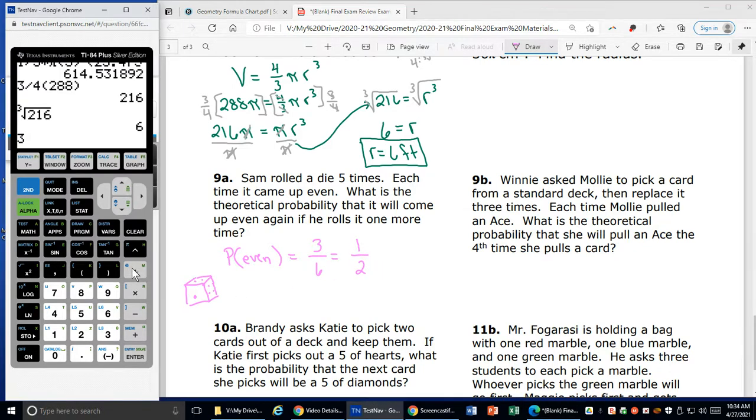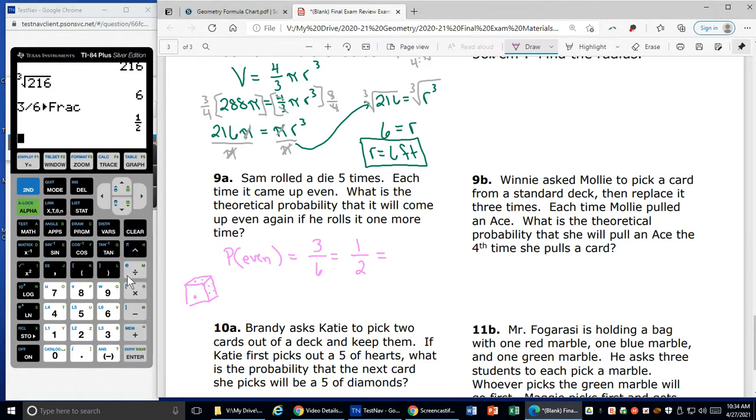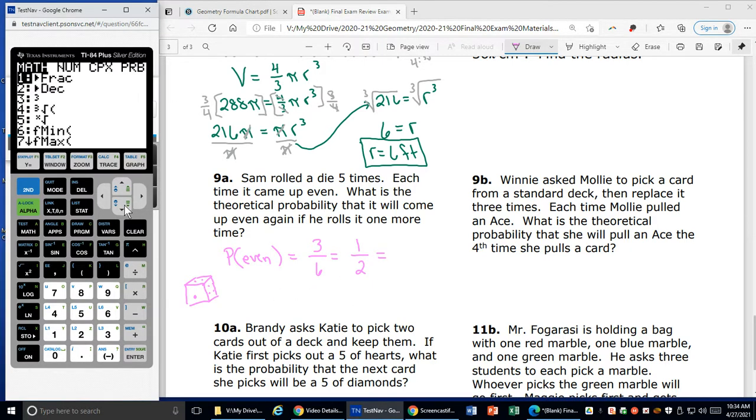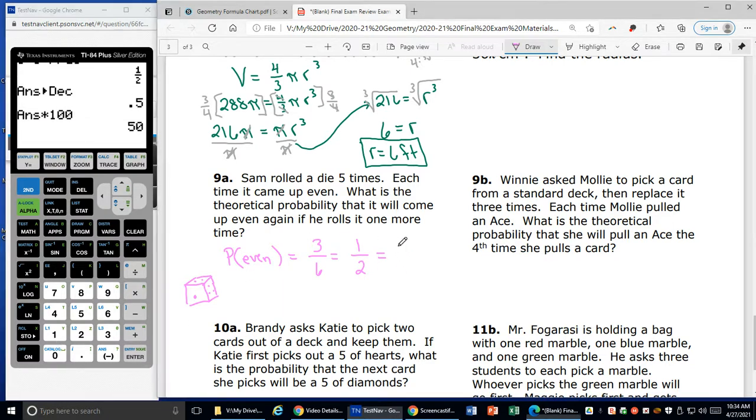If you forgot how to do that, 3 over 6, press math, select number 1 to turn it into a fraction. The percentage of probability is going to be, I'm going to hit math again, and I'm going to say turn this into a decimal, take that 1/2, turn it into a decimal, and then multiply it times 100, and I get 50%. So my probability is 1/2 of the time, or 50%.